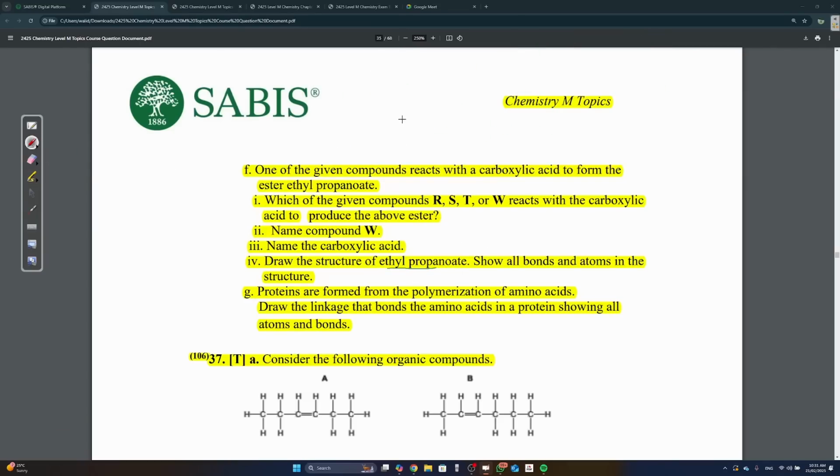Ethyl propanoate. That means you can do it. Always start with the acid. Propanoate means how many carbons? 3. So you can just do this. And you know it's a double bond O for an ester, and then just fill out the hydrogens. Then it's bonded to the ethyl. Ethyl is how many carbons? 2. So, once here, and just fill out the hydrogens.